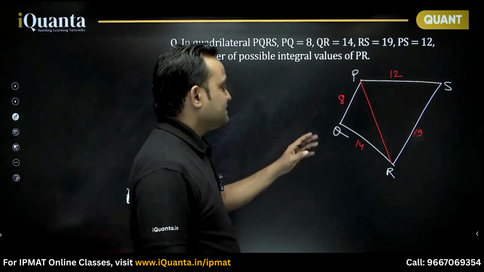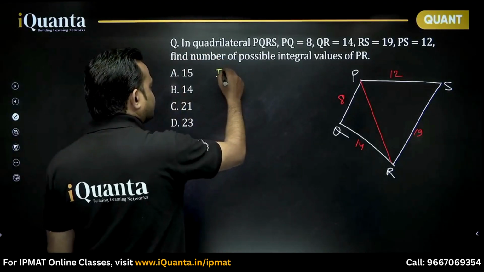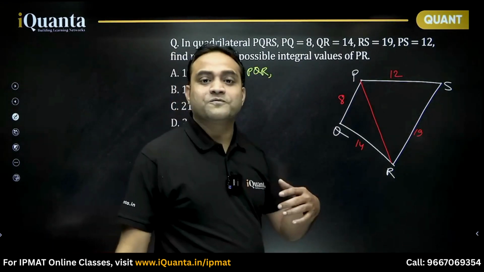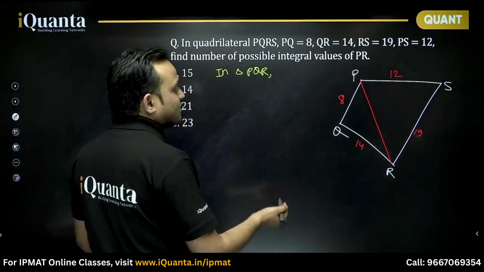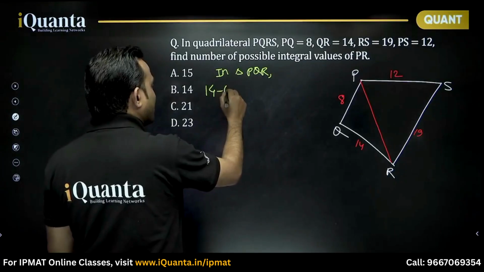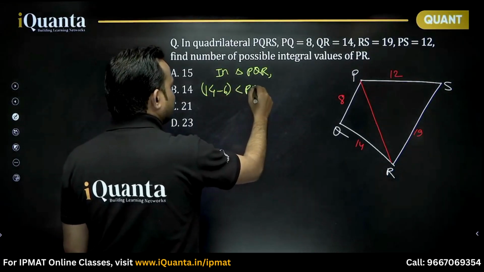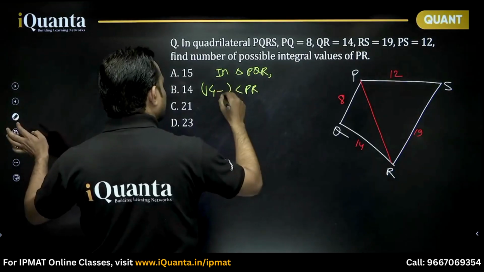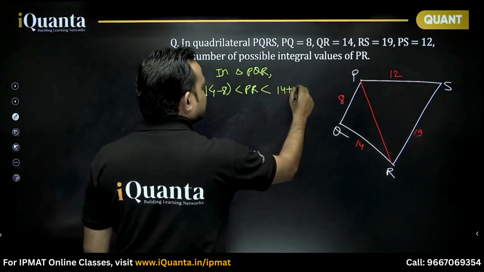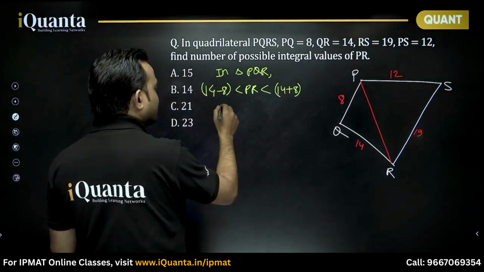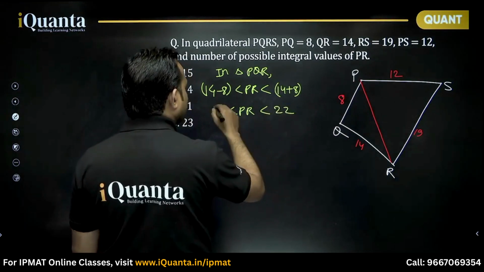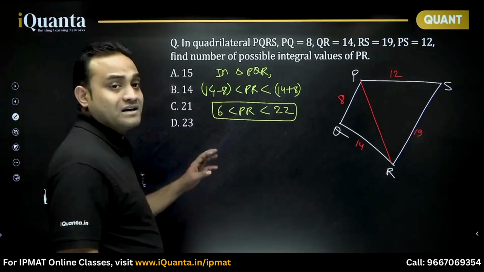Now what we can say, that in triangle PQR, using the property of sides of a triangle, can we say PR will be greater than the absolute difference between the two sides, means 14 minus 8, not 6. And it will be less than the sum of the two sides, which is 14 plus 8. So from there, we can say PR will be greater than 6 and less than 22. So this is one result regarding PR.